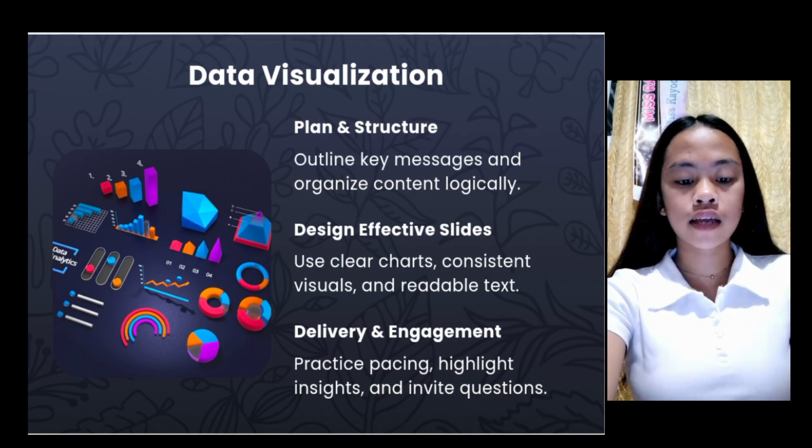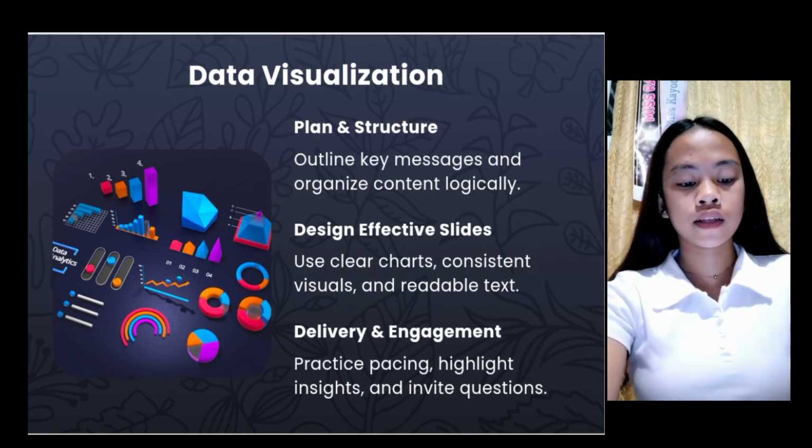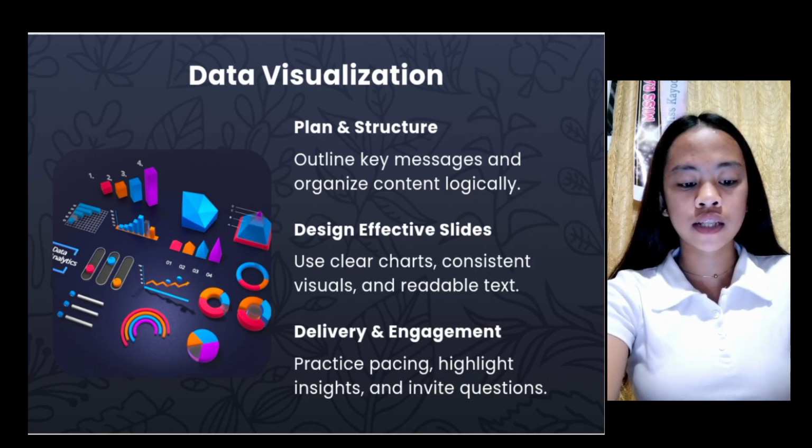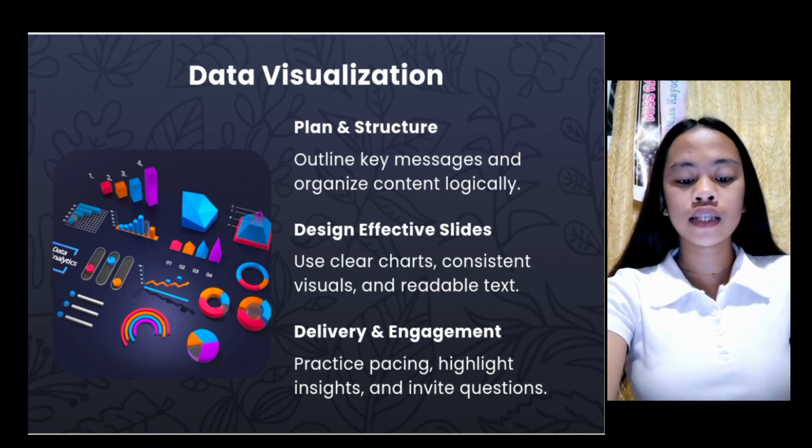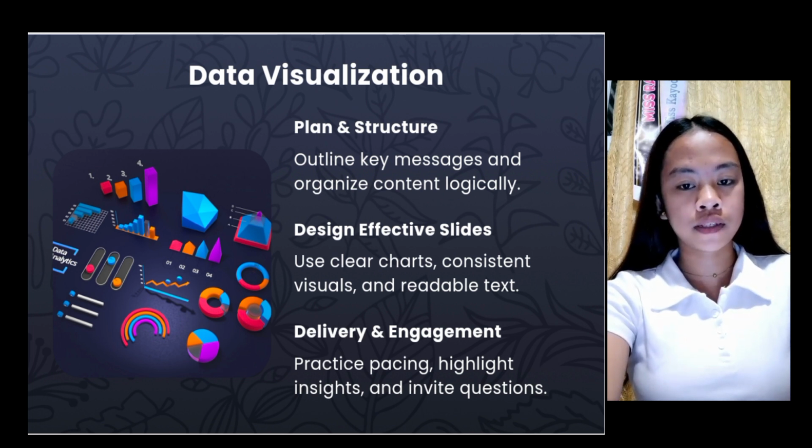And next, design effective slides. Use clear charts, consistent visuals, and readable text. Example: designing effective slides means making slides simple, clear, and easy to read. And good slides usually use charts, pictures, and short text instead of long paragraphs.